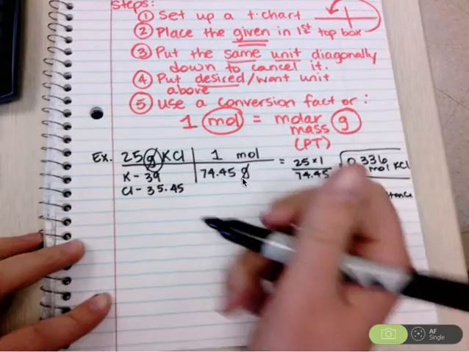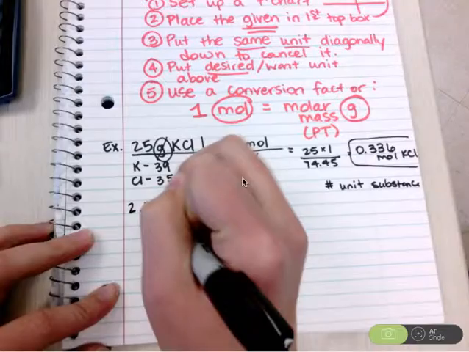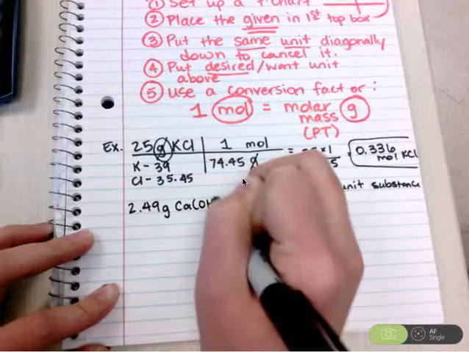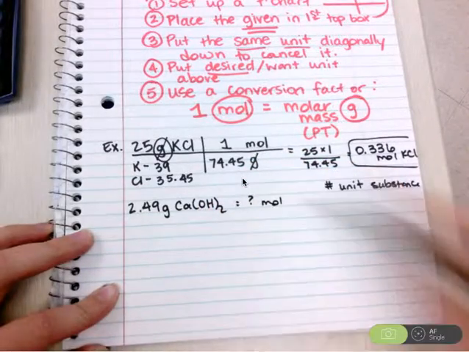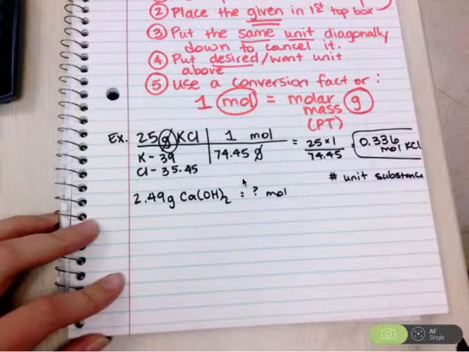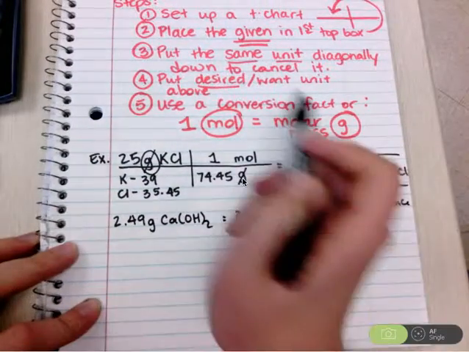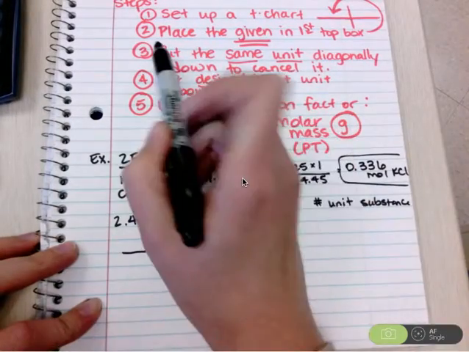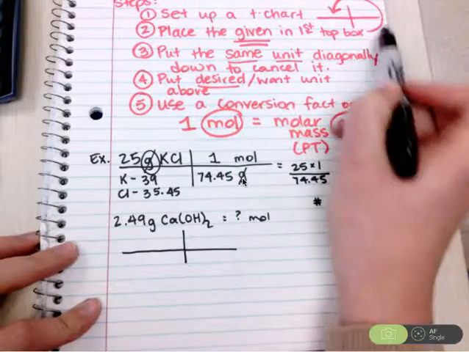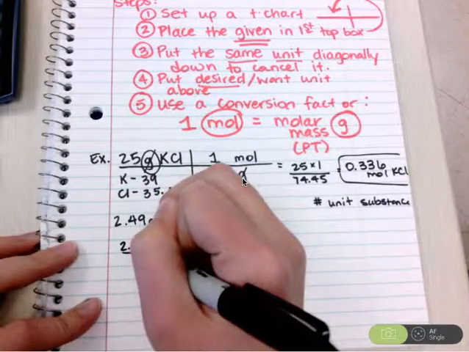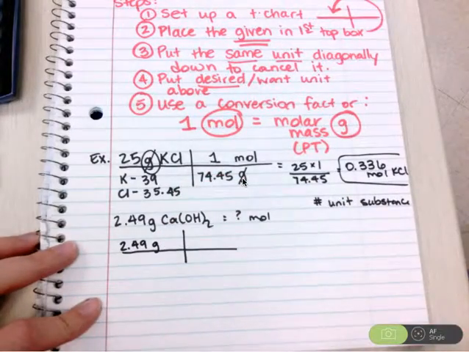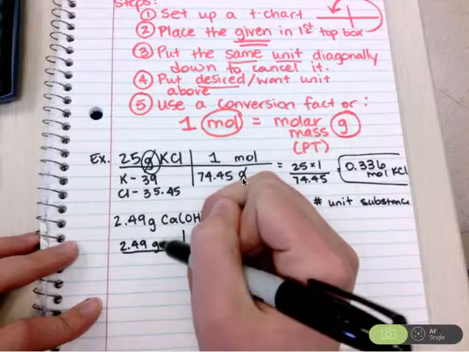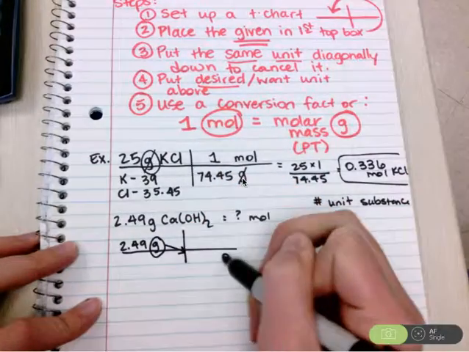All right, let's do another example. Let's say we have 2.49 grams of calcium hydroxide, and I want to know how many moles is that. So again, I'm going to go back to my steps. Step 1, set up the T-chart. Step 2, place the given in the first top box, right there. So 2.49 grams goes right there. Put the same unit diagonally down to cancel. So if this is grams, diagonally down means that grams go here.